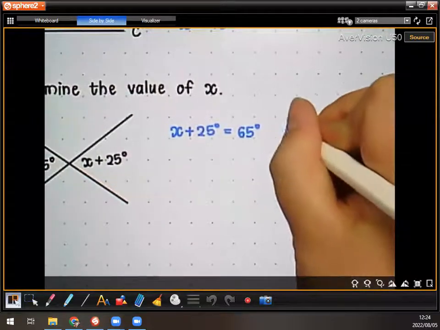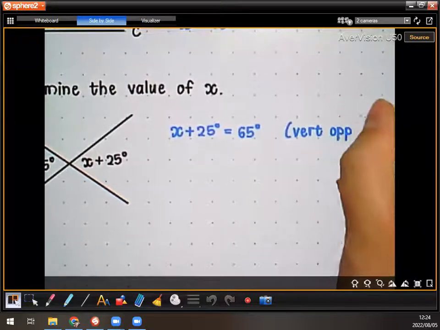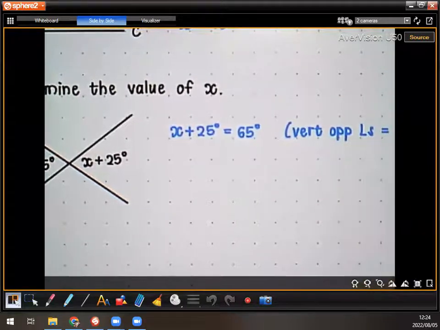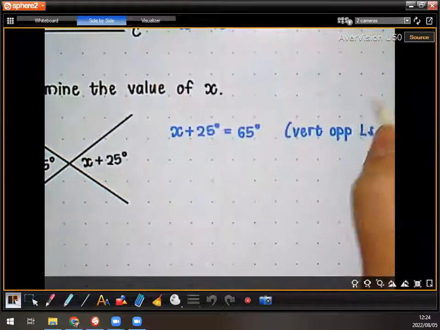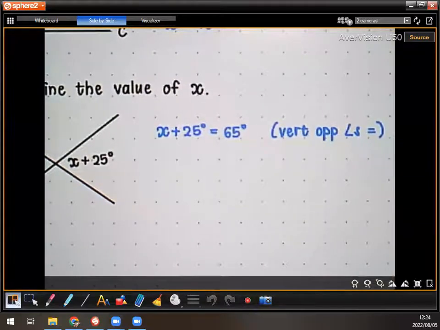Reason: vertically opposite angles equal. Sorry, I just want to make that look like an owl. There we go. So we've set up an equation now. That's what we've done here. Now we need to solve the equation. So we need to find what x is.